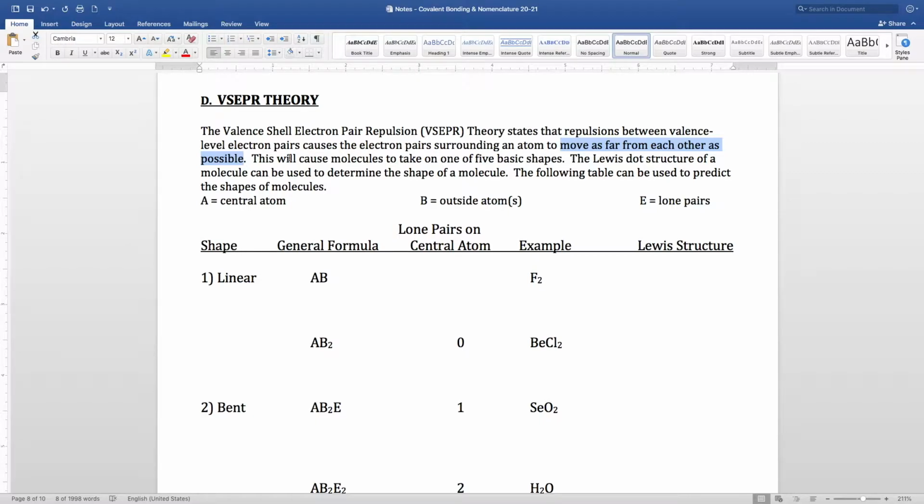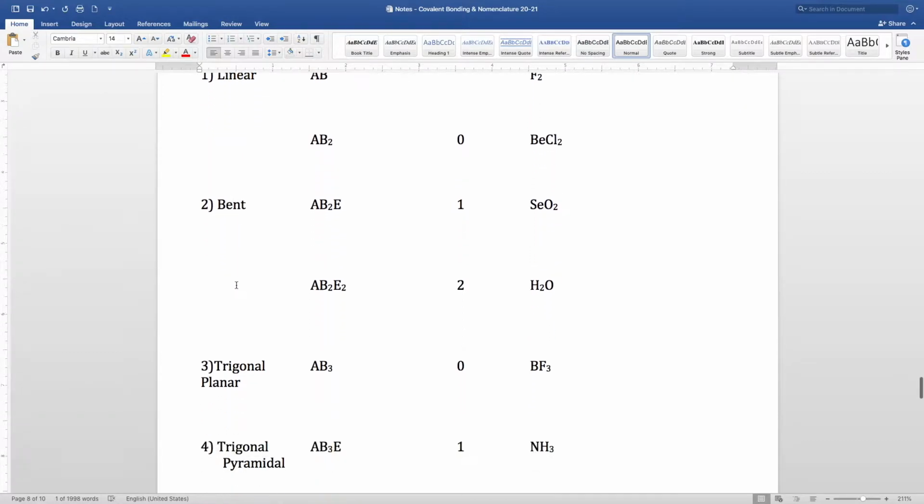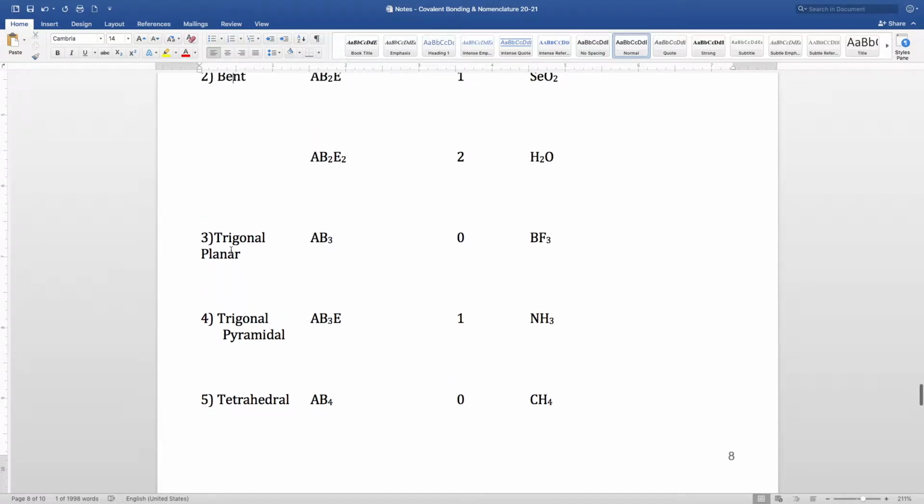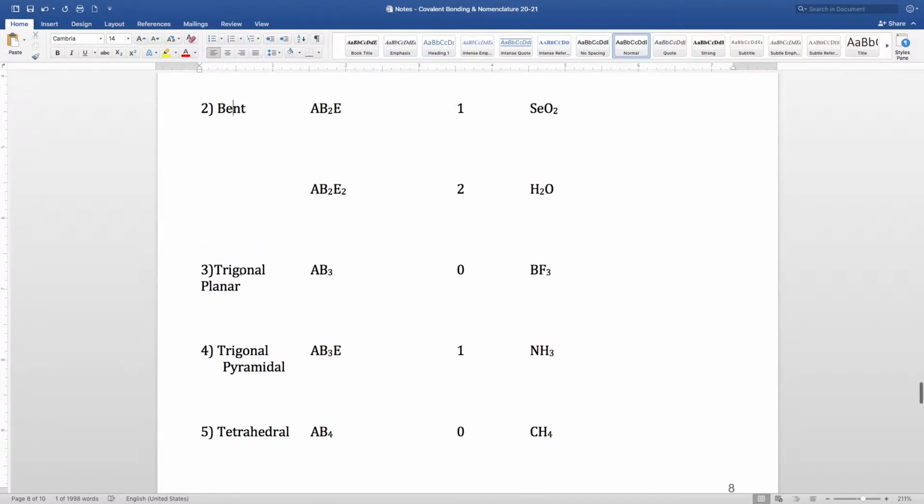This causes molecules to take on one of 5 basic shapes. The Lewis dot structure of a molecule can be used to determine the shape of a molecule. So the 5 basic shapes are linear, bent, trigonal planar, trigonal pyramidal, and tetrahedral. Sometimes you'll see triangular planar and triangular pyramidal, but I think that's kind of a mouthful. It's totally okay to say trigonal planar and trigonal pyramidal.